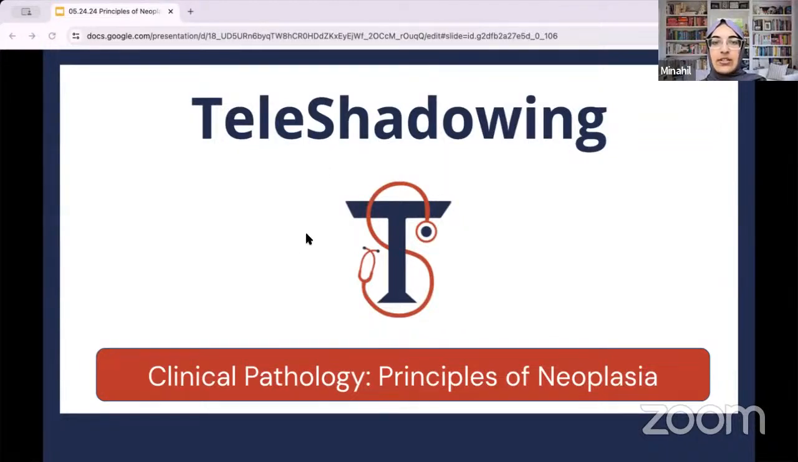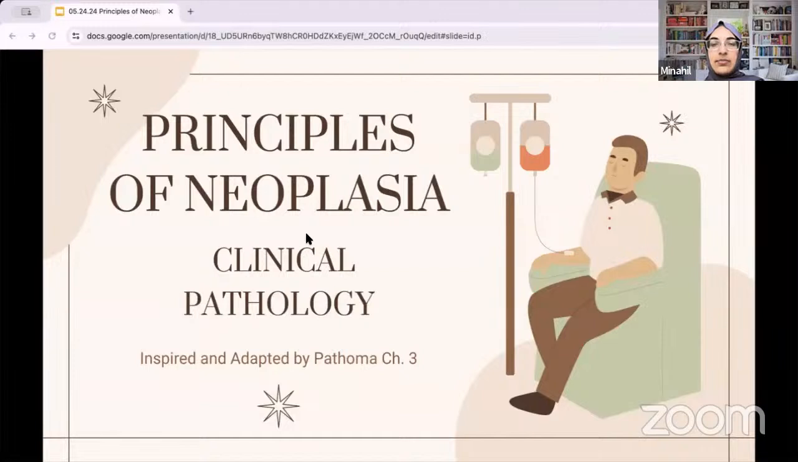So today we are going to be talking about clinical pathology, specifically part 2 of our series this month on principles of neoplasia. Basically, I'm going to be going over a chapter from Pathoma, a book by Dr. Sattar. He goes over the principles of cancer, and it's really applicable and forms the foundation of our understanding of cancer.